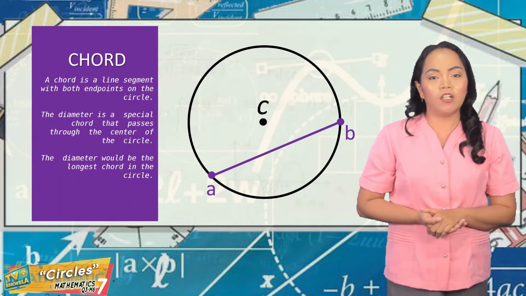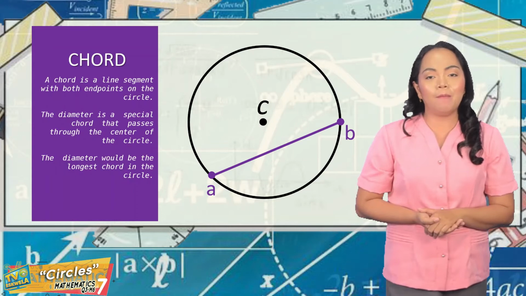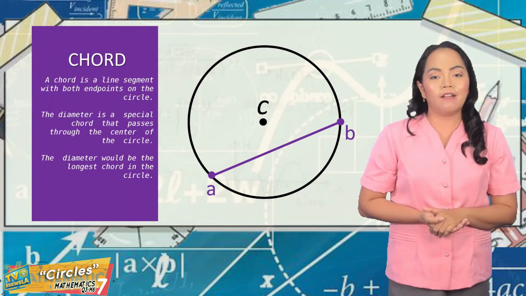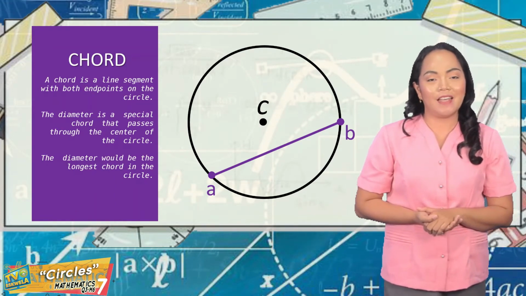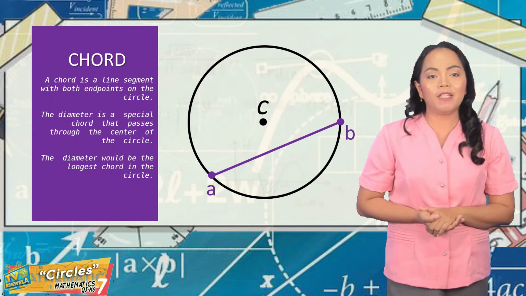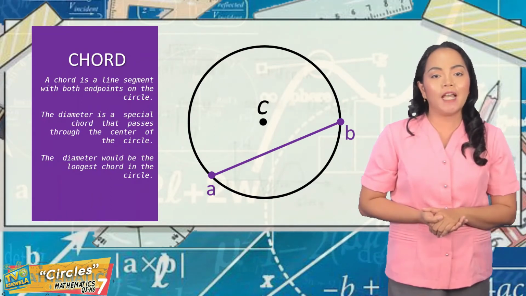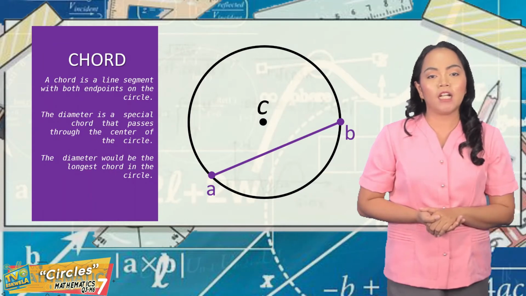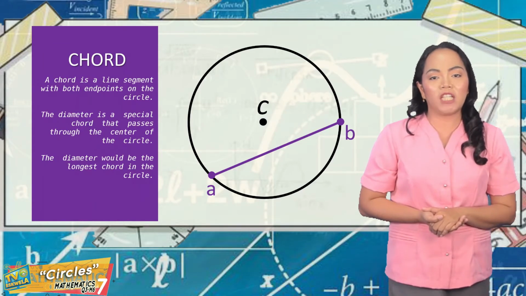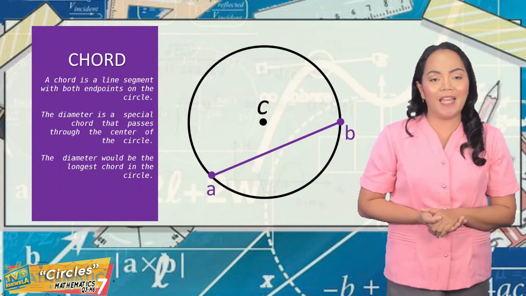Take note also that the chord and the diameter of a circle are related, because the diameter is the special chord that passes through the center of the circle, which is considered as the longest chord in the circle.